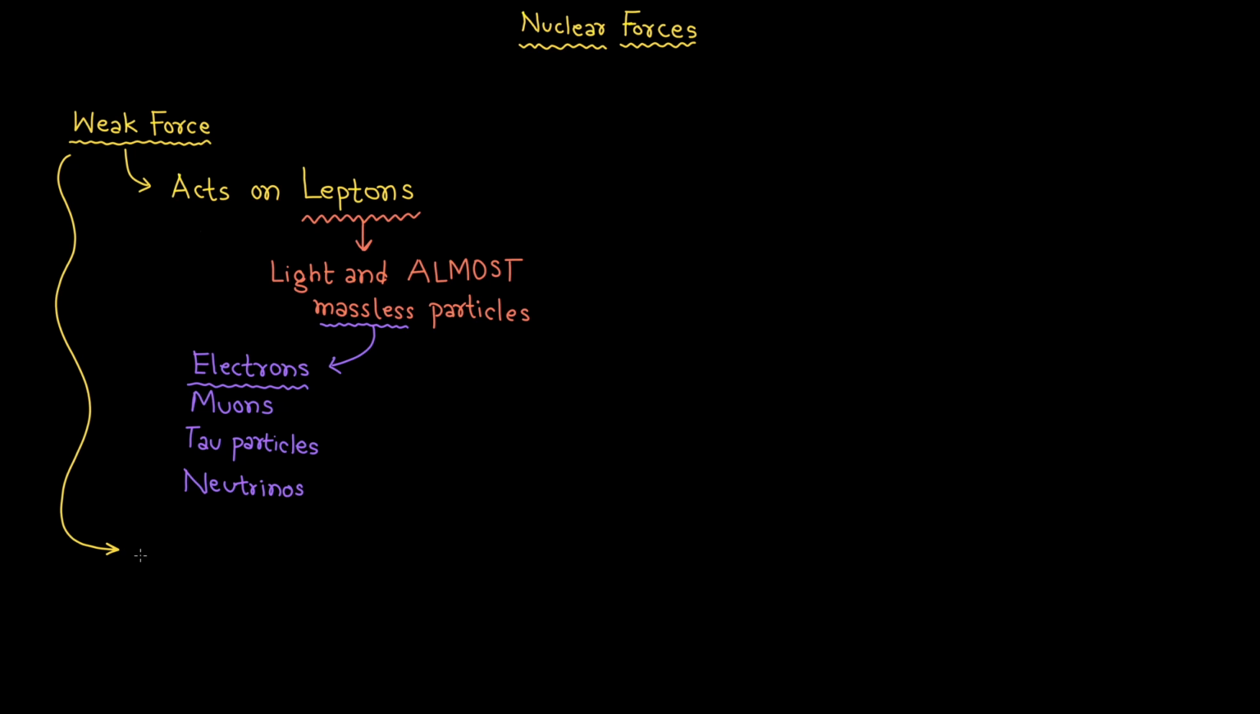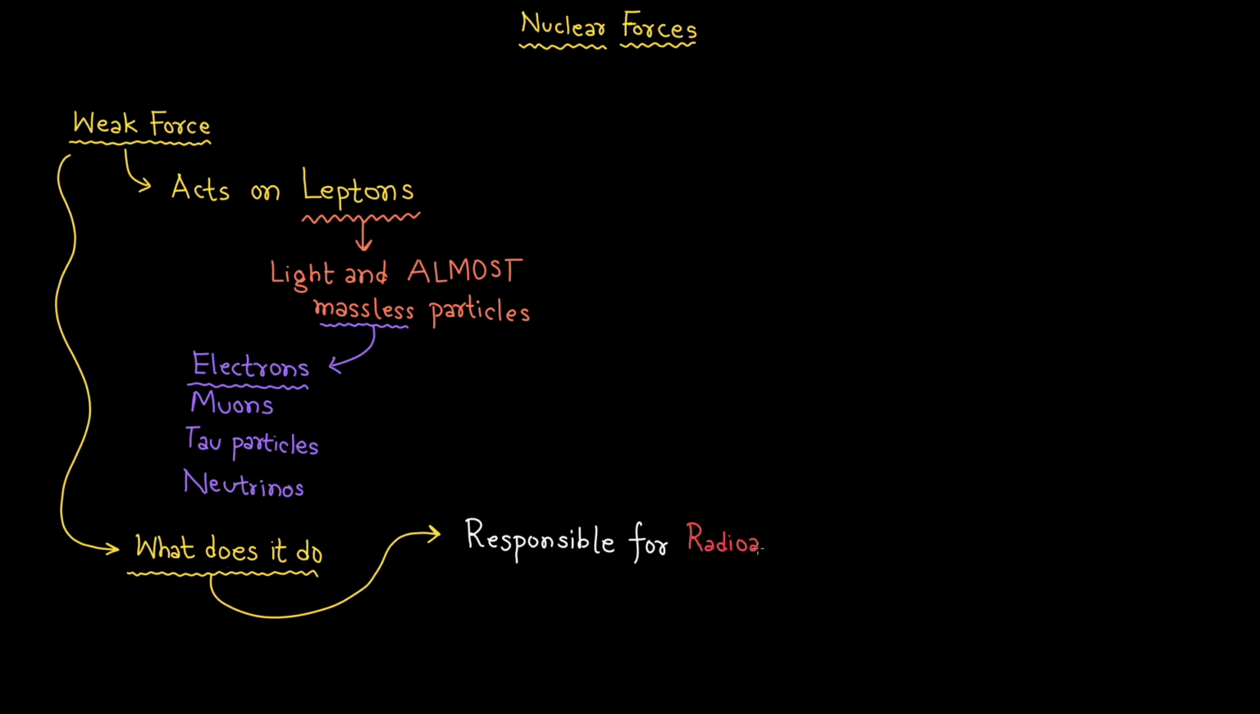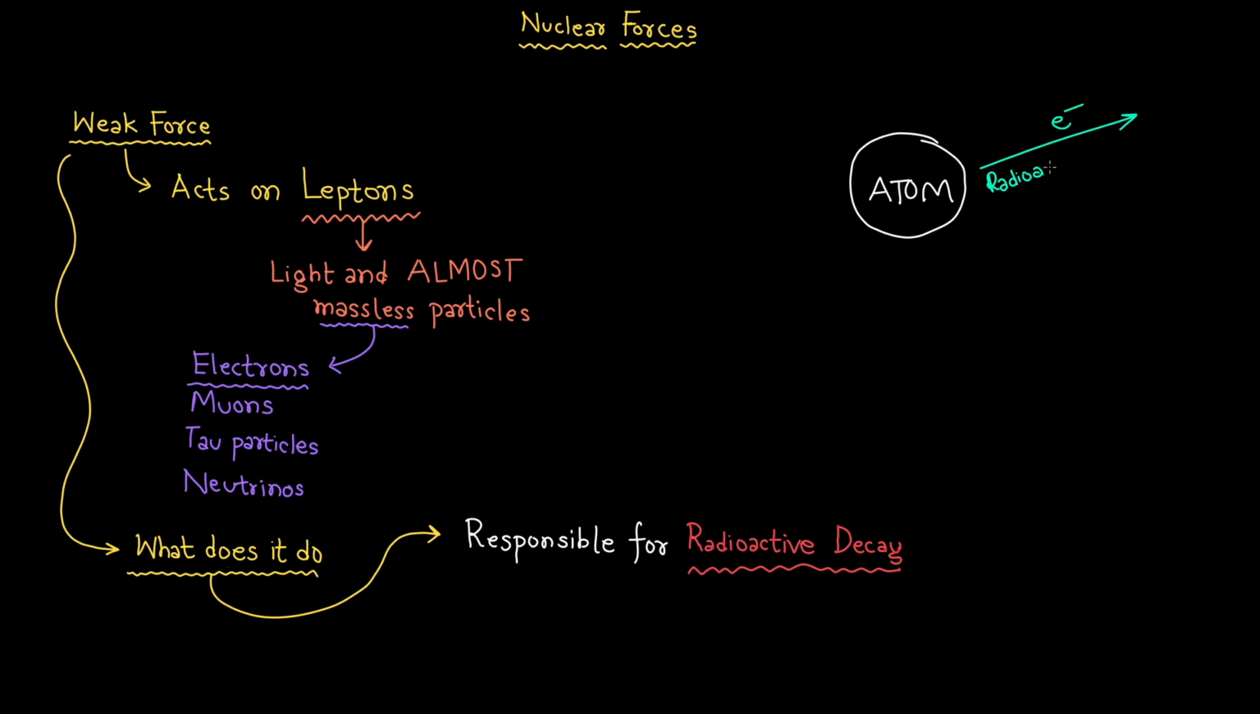Now we'll take a look at what the weak force actually does and what it's responsible for and where we can see this force in effect. The weak force is responsible for radioactive decay, or rather certain types of radioactive decay. Those decays involve beta particles or any leptons, like neutrinos and so forth, where small particles are ejected from the atom. So if you have an atom and you have an electron being ejected, then that's radioactive decay. That's beta minus decay. And the force responsible for the interaction would be the weak force.